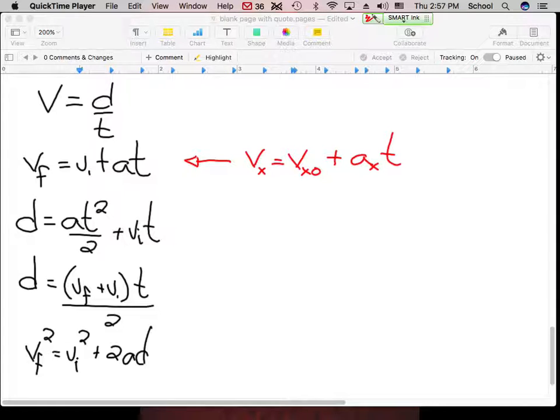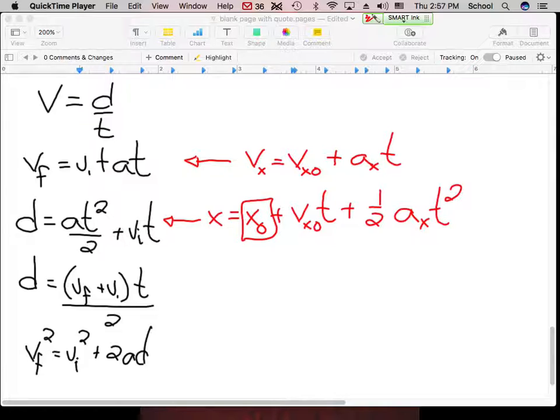The next one down says x equals x naught plus vx naught t plus 1/2 ax t squared. And you say, does that one show up here anywhere? Yeah, that one shows up right there. X they're using for d, which is weird. Now, this tells me basically how far over was I to begin with. Well, normally we just start from zero, so this is normally zero, so it doesn't come into factor very often.